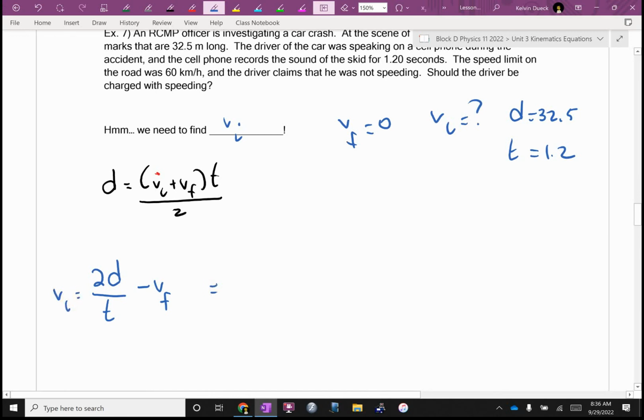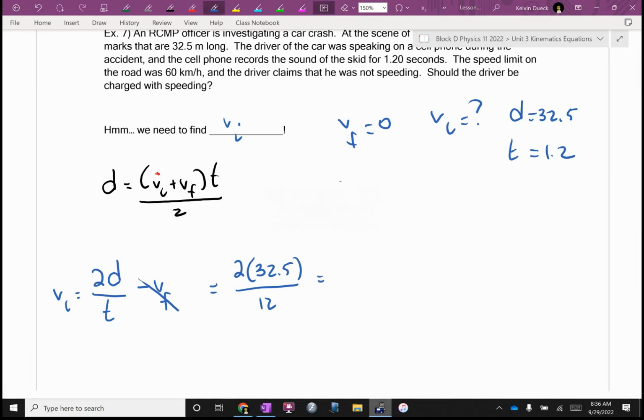Okay, let's crunch the numbers. I'm going to get 2 times 32.5 divided by 1.2, technically minus 0, but I'm going to go like this and just cross it out. What do you get? Oh, 1.2. I didn't see the decimal. Thank you. That would be a long skid. What'd you get? 54.2. The speed limit was 60. Should this driver be charged with speeding?